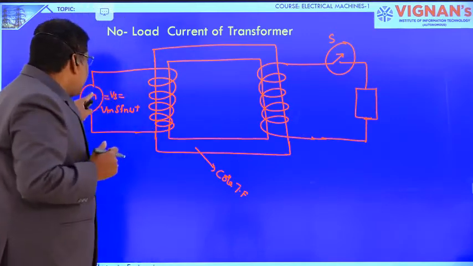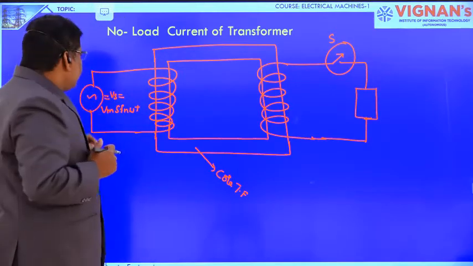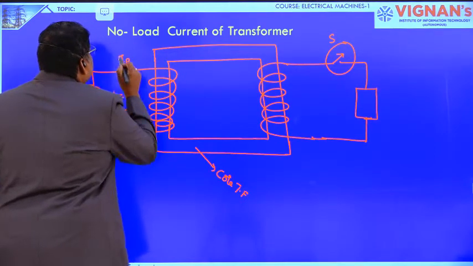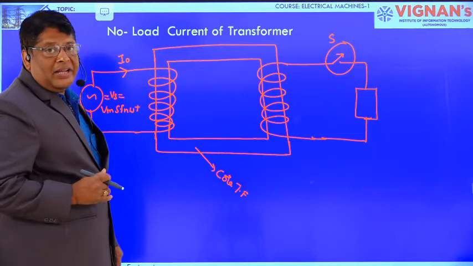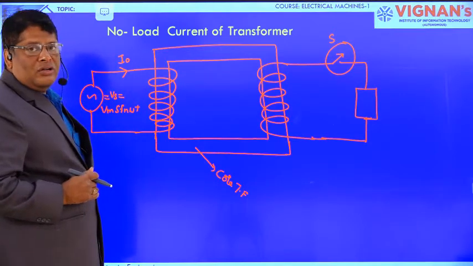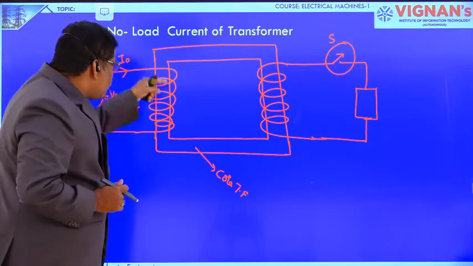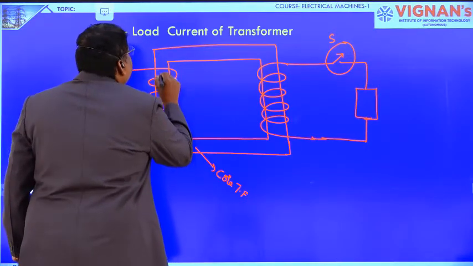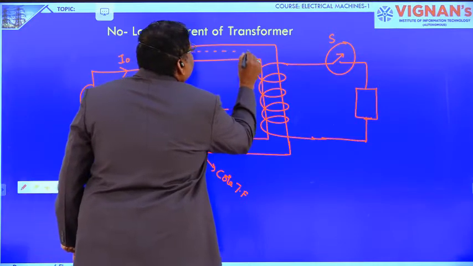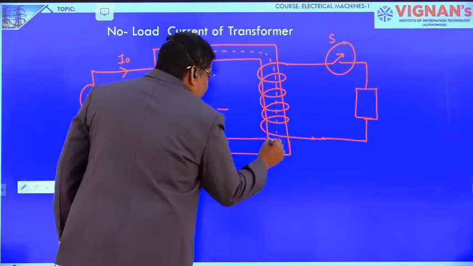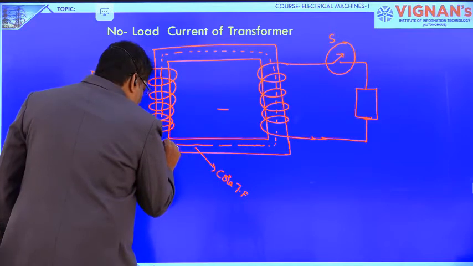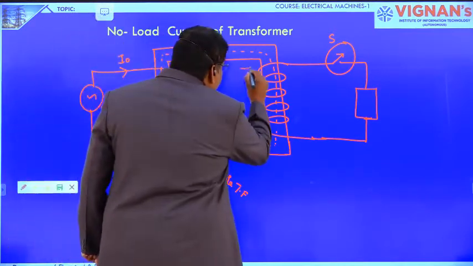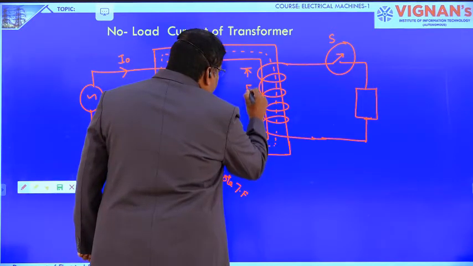Whenever we are connecting a voltage source here, it takes a current of I0, which is nothing but the no load current. Whenever this current flows through this winding, some amount of flux is created by the primary winding, flowing in this manner and linking with the two coils. There is a mutually induced voltage in this winding, that is E2.